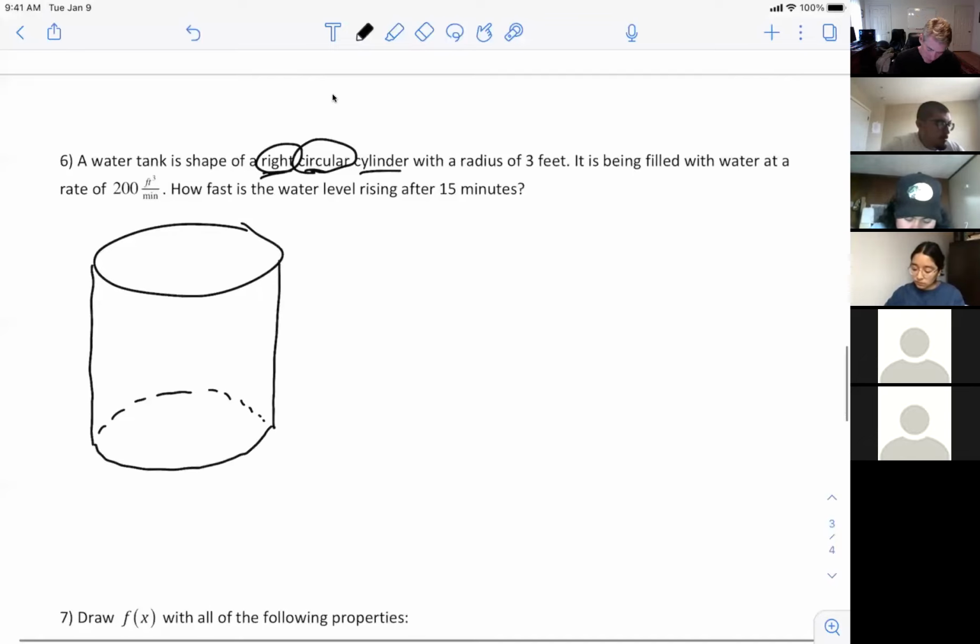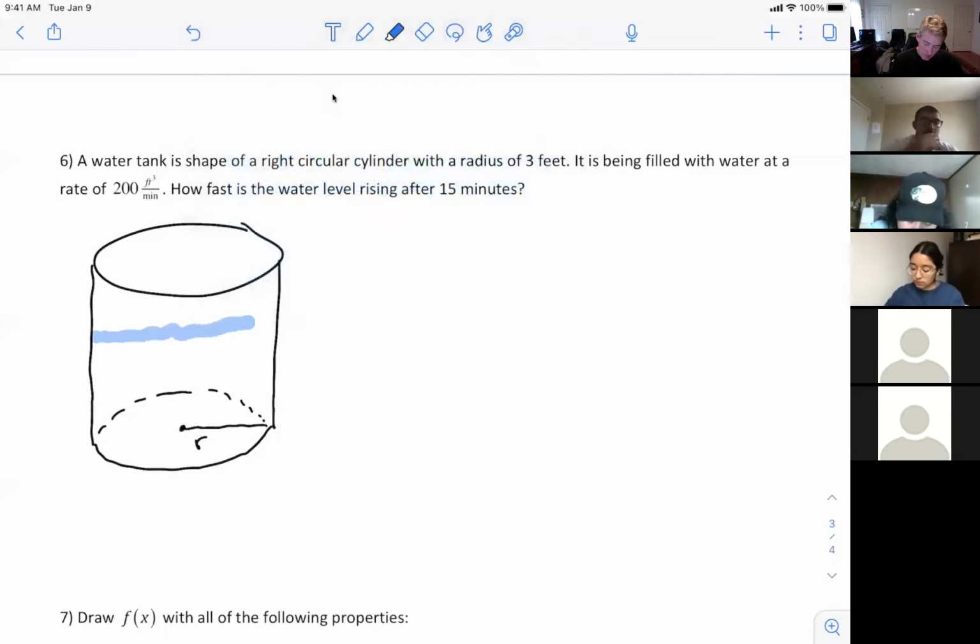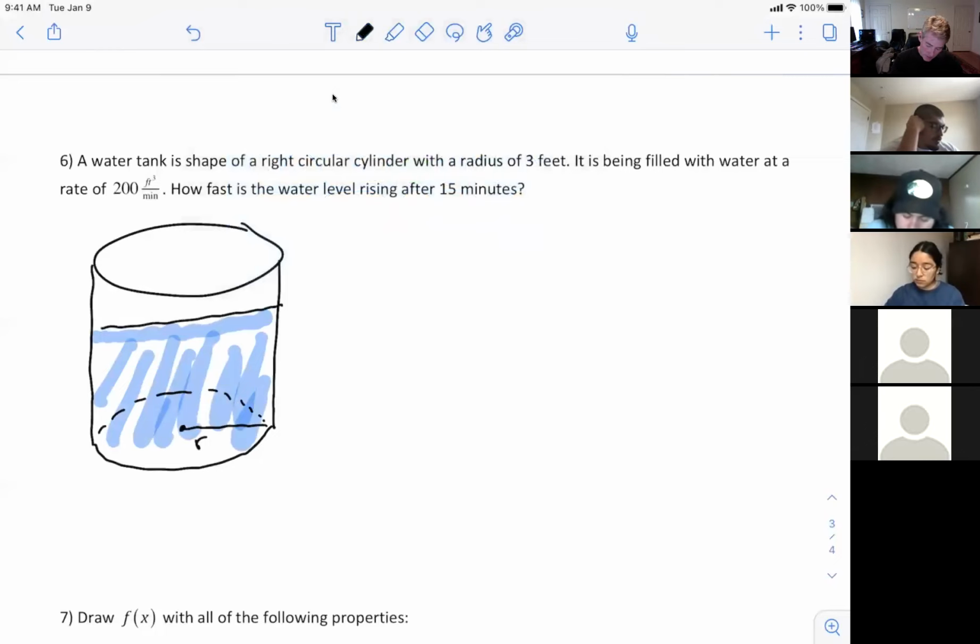And whenever you have a circle, then you've got a radius. The other thing we need to know is, what's the height? So this thing is being filled with water. So I need blue for water. Let's say that the water is up to this level. So all of this is the water. At that point, we would call this the height.